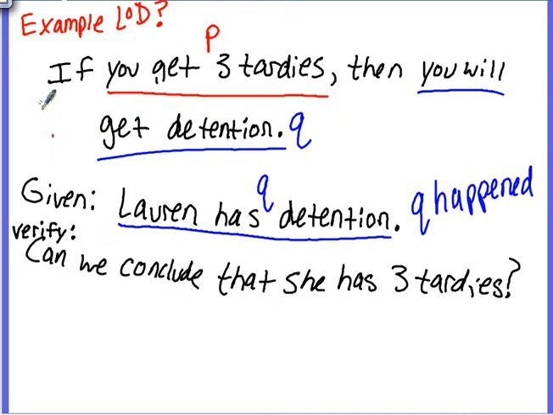Alright, so Q has happened. Remember, the law of detachment I told you only works forward. You cannot guarantee Q will cause P. But since we're told this is true, we can guarantee that P causes Q.